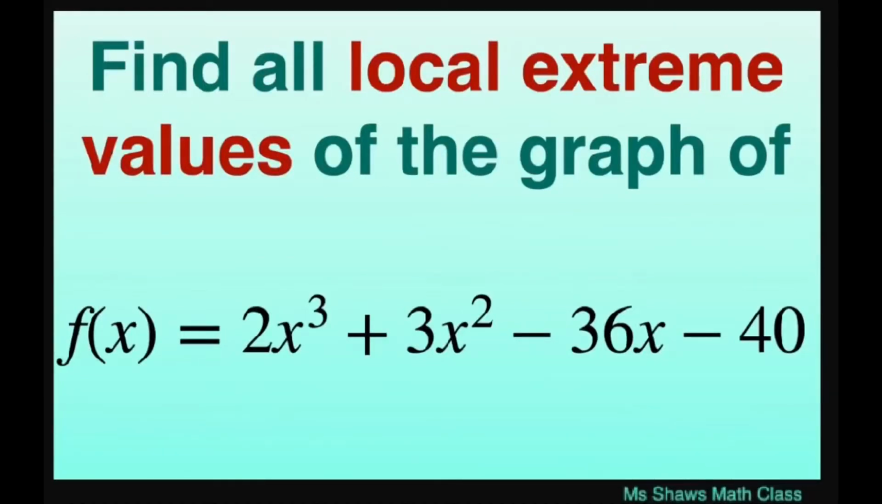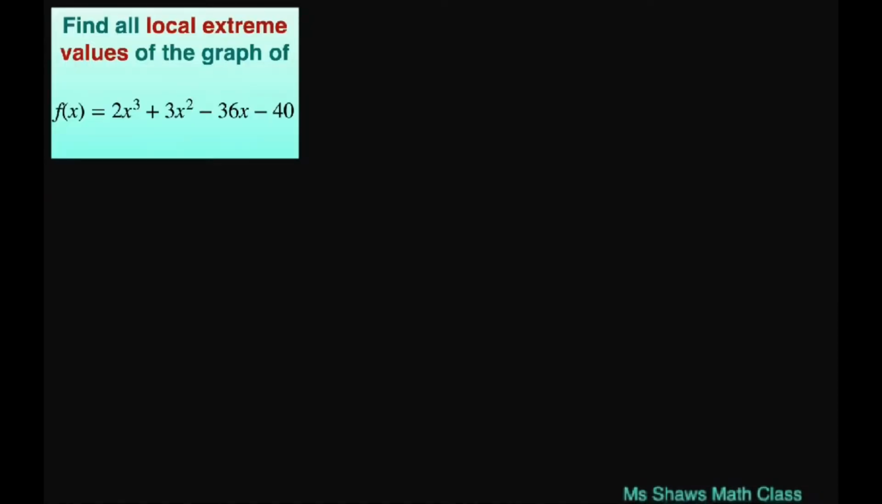Everyone, we're going to find all local extreme values of the graph of f of x equals 2x cubed plus 3x squared minus 36x minus 40. To do this, basically what we're looking for is your local maximum and local minimum values. So what we're going to do is differentiate and look where we have a horizontal tangent.